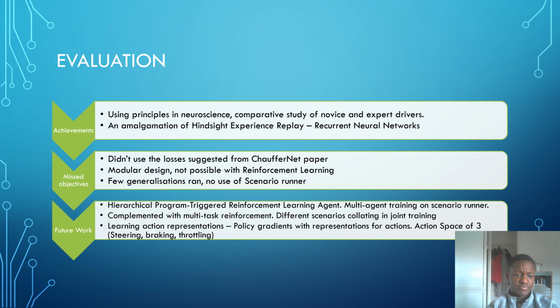And then there weren't, in my opinion, enough good experiments around where a model would be tested on a new environment. In future, though, I would like to use Carla's scenario runner to implement the idea of hierarchical program triggered reinforcement learning agents, where each scenario has separate policies that can be trained individually. So you can match certain states to actions. And then you can complement this with multitask reinforcement, where you have multiple training going on the same neural net in order to counteract the idea of catastrophic forgetting. In the next section, you'll see the video.